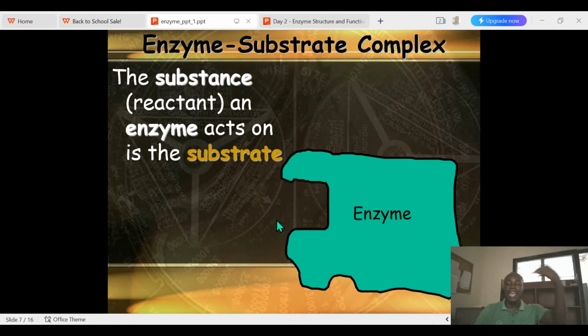Assuming you have A and B, and A and B are converted to produce C and D. If it is in chemistry, A and B are called reactants, and what you generate at the end of the reaction is called product. But in enzymology or in biochemistry, the reactant is called a substrate. So the substance that enzymes act on is called a substrate.